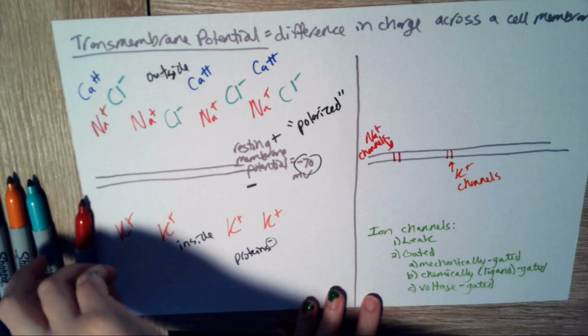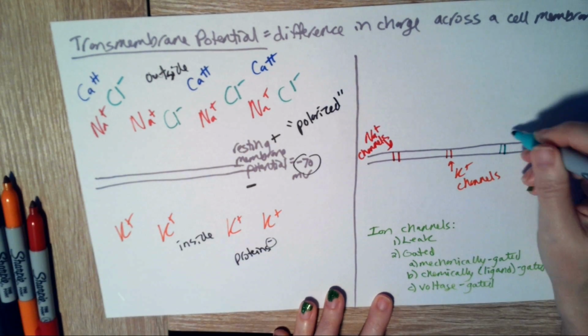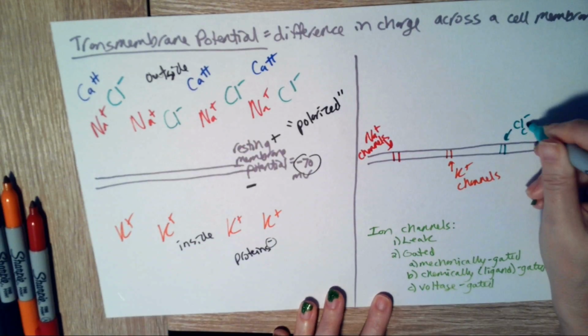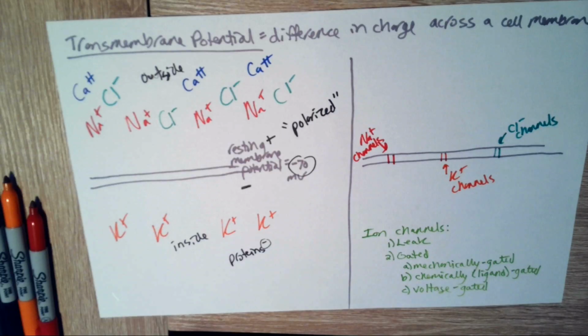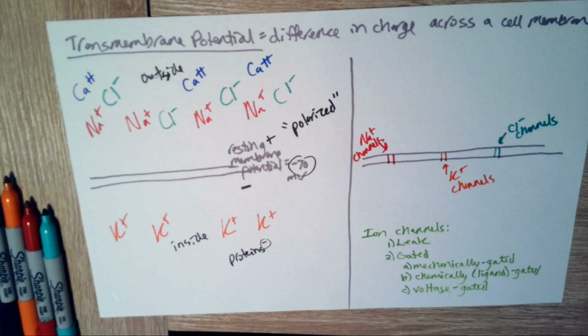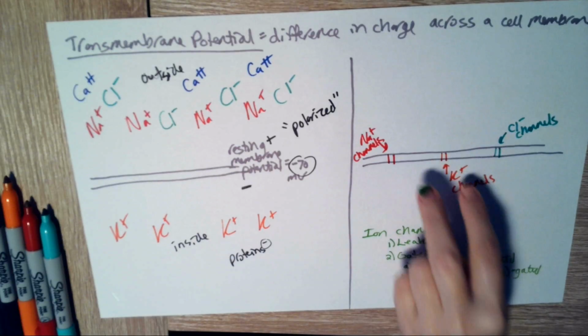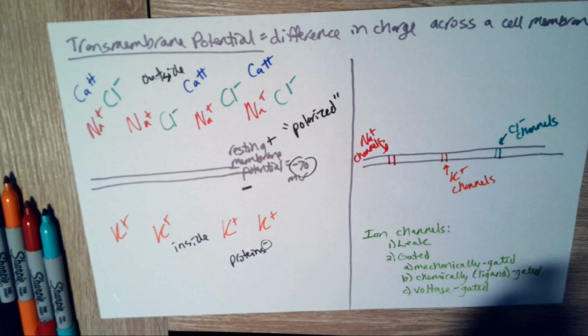There will be chlorine channels for chlorine to move through, and there will be calcium channels. Let's not worry about those right now. There'll be channels for every ion, so we don't need to include them all. These are the three that we're really going to focus on.